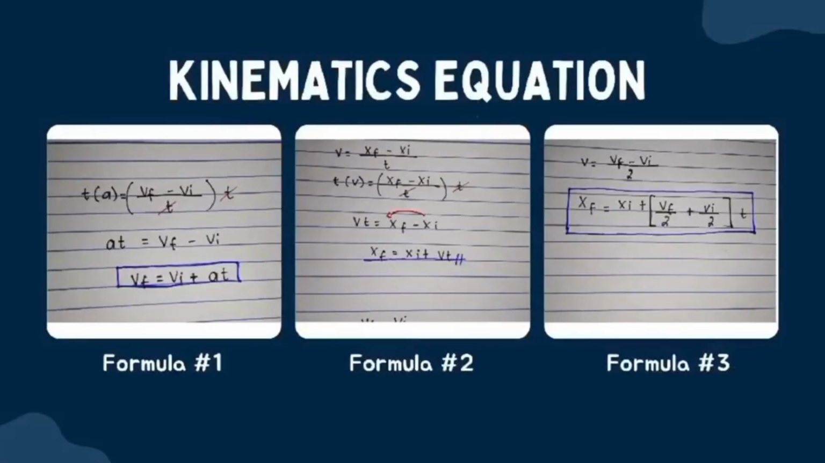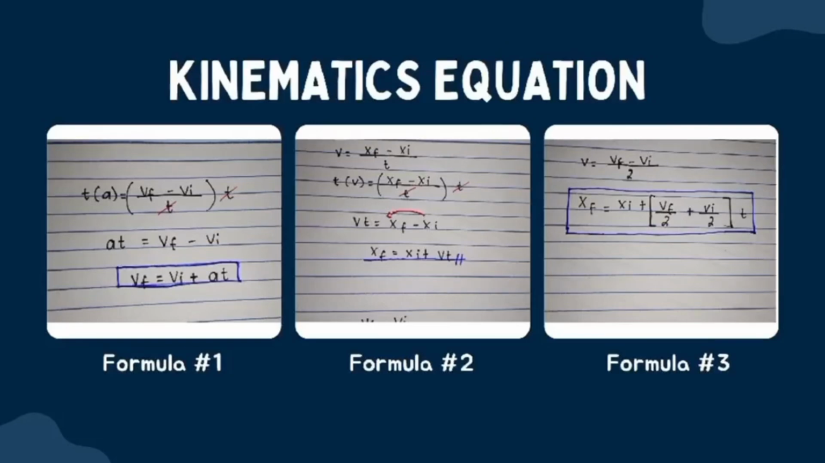And now for our kinematic equations. First, we have v sub f equals initial velocity plus acceleration times time. Moving on to equation 2, the final position x sub f equals the initial position x sub i plus the velocity multiplied by the time.